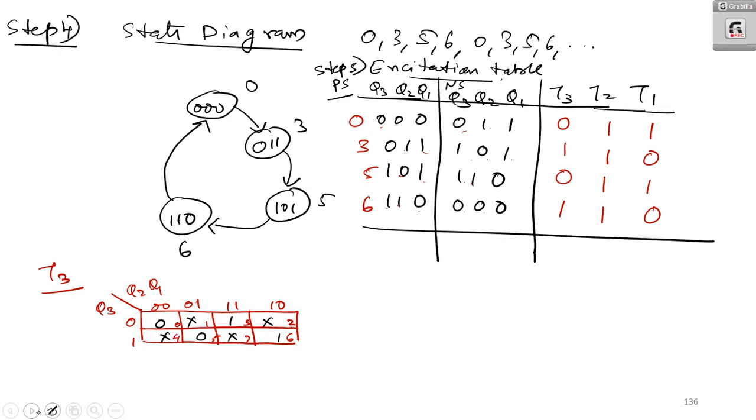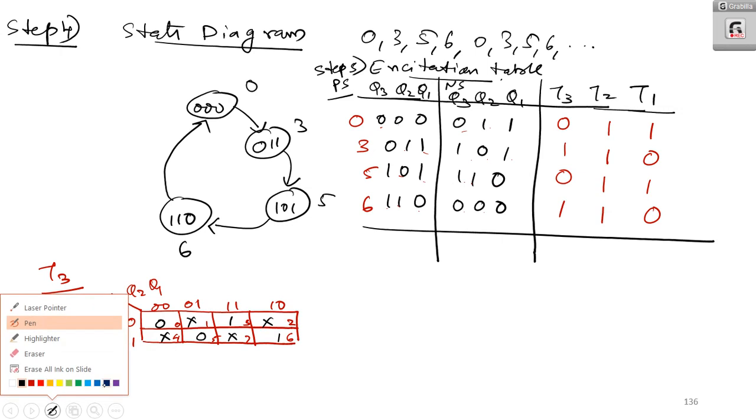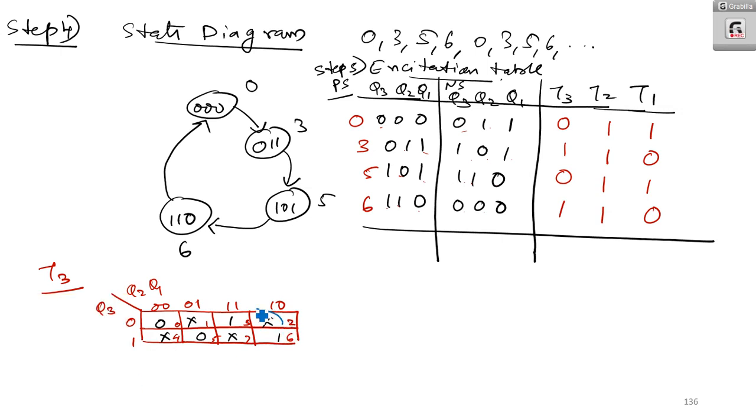So what we can do? Now here we can club these 4. If you are clubbing these 4, what is remaining? Here we are having Q2, Q1, Q2, Q1 bar, Q3 bar and Q3. So what is common? Only Q2 is common. So we can write T3 is equal to Q2.